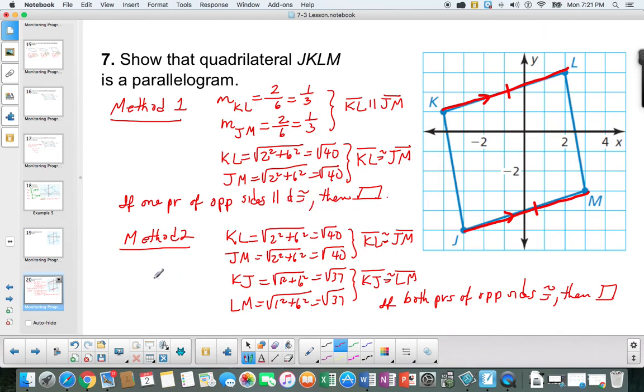Another way, those of you who like the distance formula could use the distance formula like I did just before that, and then use the distance formula on these two, and then you can use the theorem if both pairs of opposite sides are congruent, then it's a parallelogram. So you really have three methods. Method 1, using the slope. Method 2, to use slope and distance. And method 3, to just use distance.